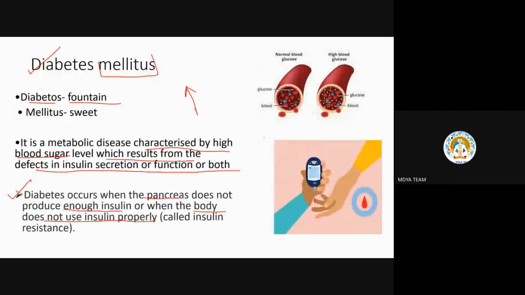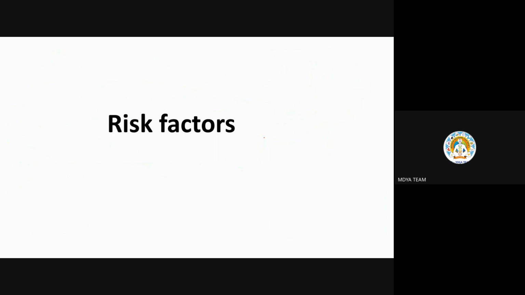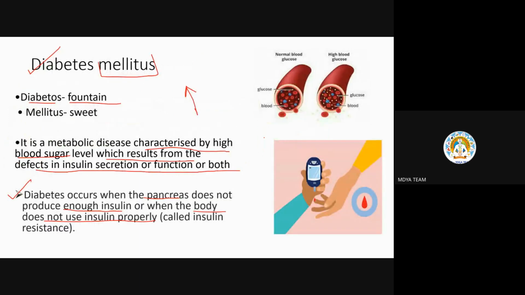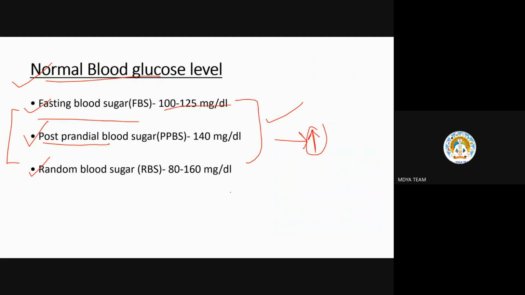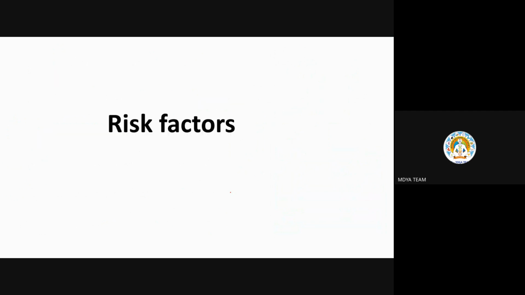Now risk factors. Further, we'll go for classification also. That classification will prove these two things. In classification, we'll see. Now, up till this, is everything clear to all? Yes, ma'am. Okay. This mg/dL is milligram per deciliter.